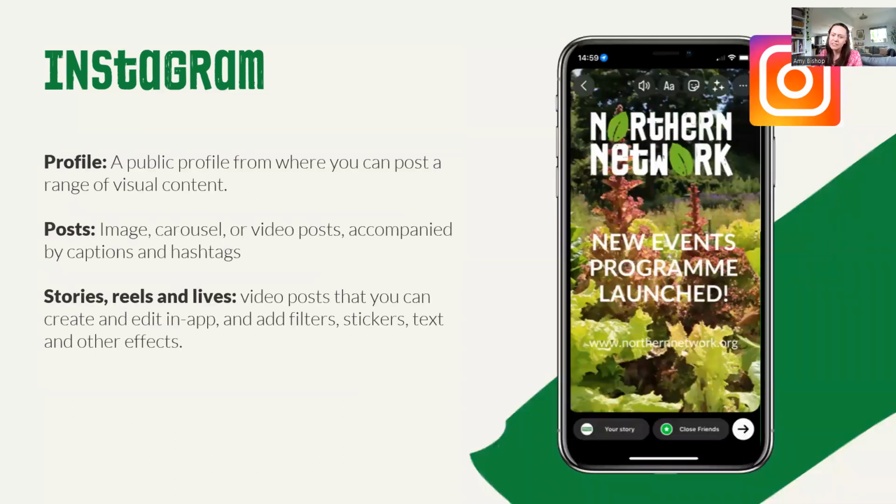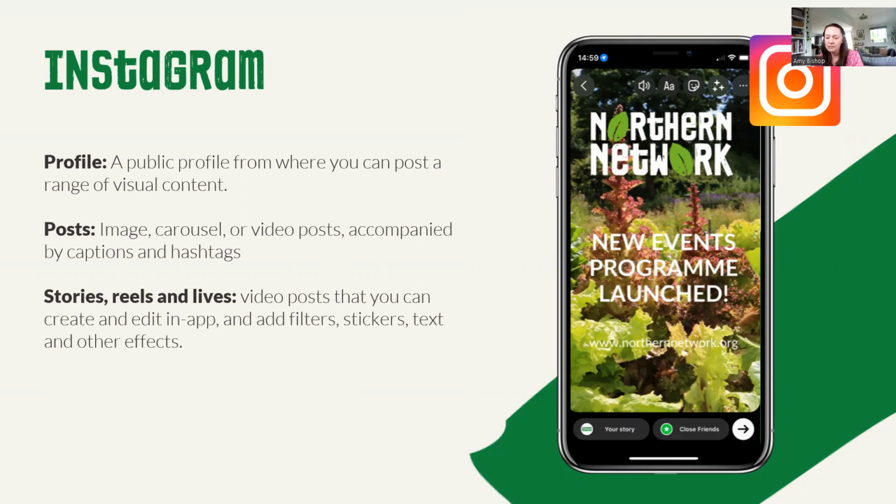So Instagram allows you to create a public profile, and from there you can post a range of visual content. So most commonly, and displayed on the Instagram grid, are image or video posts accompanied by captions and hashtags. But Instagram also allows you to post stories, as does Facebook, actually, by the way. And these are temporary posts that disappear after 24 hours.